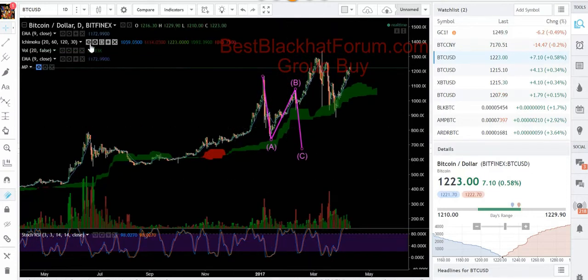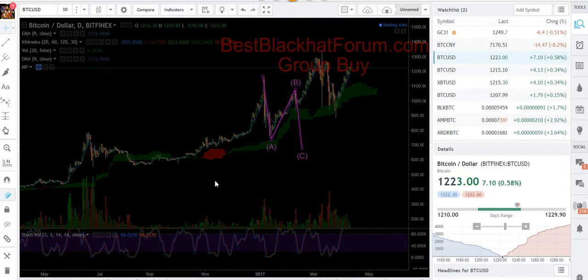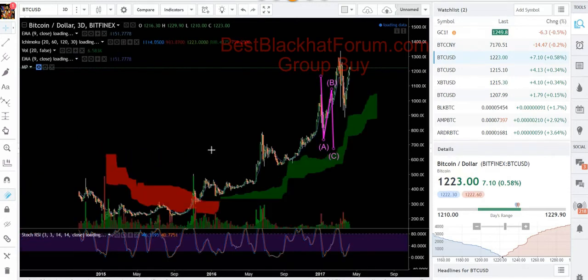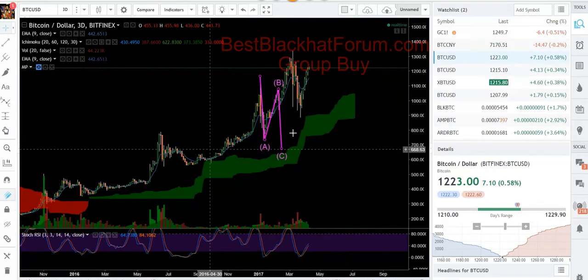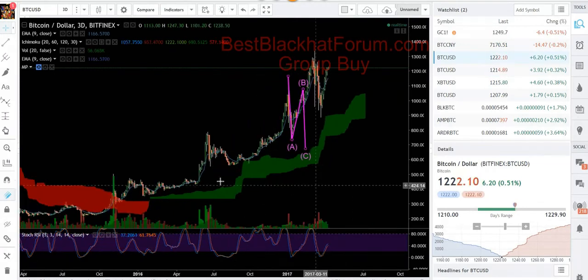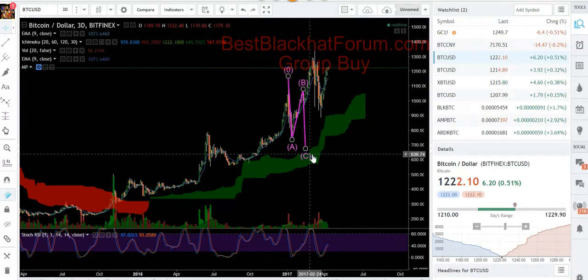But to do that, we would have had to break the daily cloud, so keep that in mind. On higher time frames, it had room to support a move like that, which is why I was really looking at something like that happening on a higher time frame, because we could have broken the daily cloud but still respected the 3-day cloud.